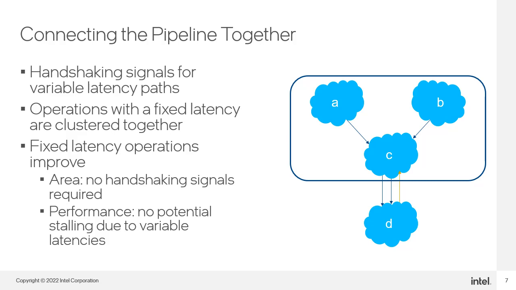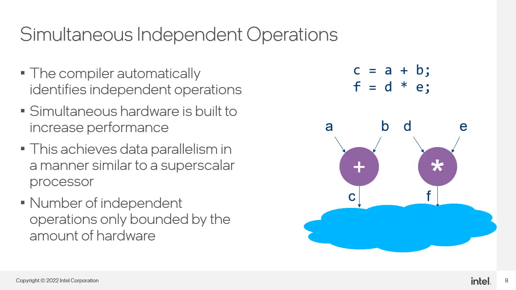They are usually easy to operate on. Fixed latency operations improve area since no handshaking signal is required, as well as performance, as there are no potential stalling due to variable latencies. Some designs have operations that can occur simultaneously. The compiler can automatically identify these independent operations. Simultaneous hardware is built to increase performance.